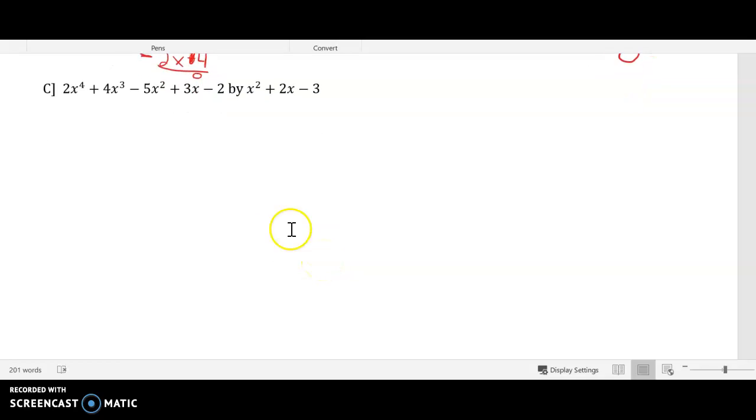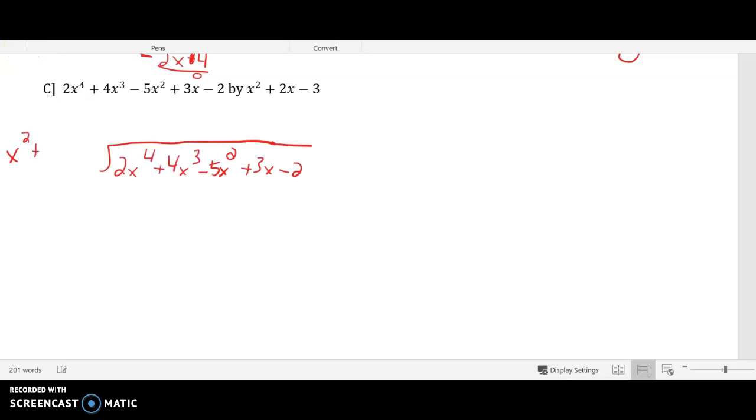Next one. I'm going to pause and go ahead and let you try it yourself. Okay, so hopefully you've had a chance to work on this problem. How many times does x squared go into 2x to the 4th? Goes into there 2x squared times. Multiply, you get 2x to the 4th plus 4x cubed minus 6x squared. Change all your signs. Cancels. That doesn't always happen. This is x squared. Bring down your next number.